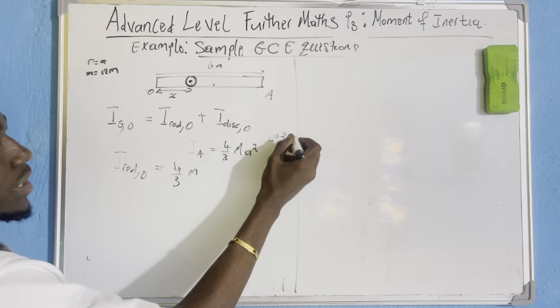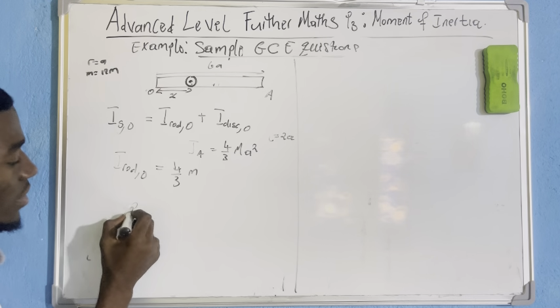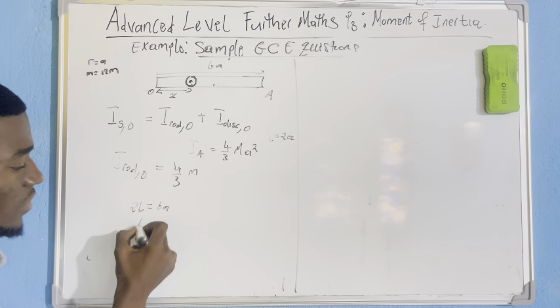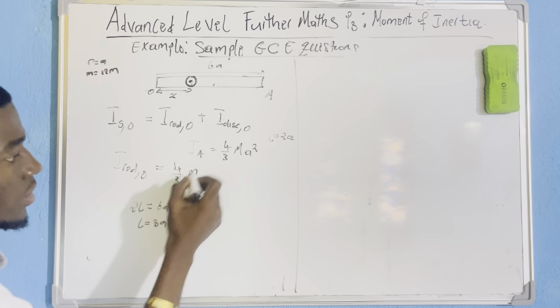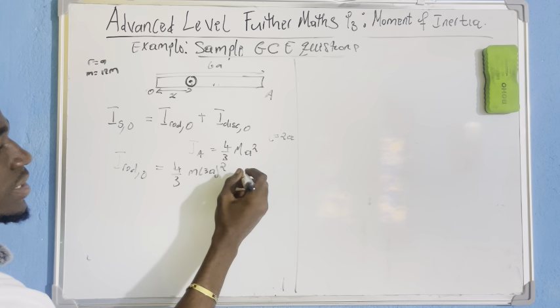The length was 2a. Now the length is how many? Now the length is 6a. So I will say 2a should be equivalent to how many? 6a. Therefore, the new length now should be 3a. I put here 3a, then I put square. As simple as that.